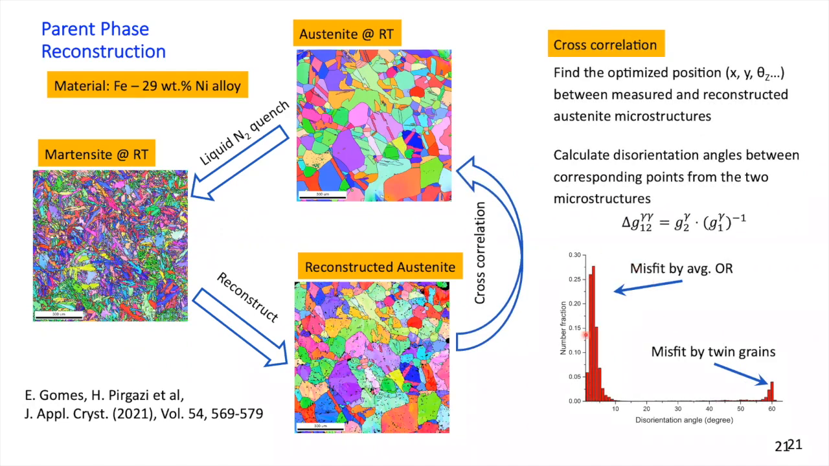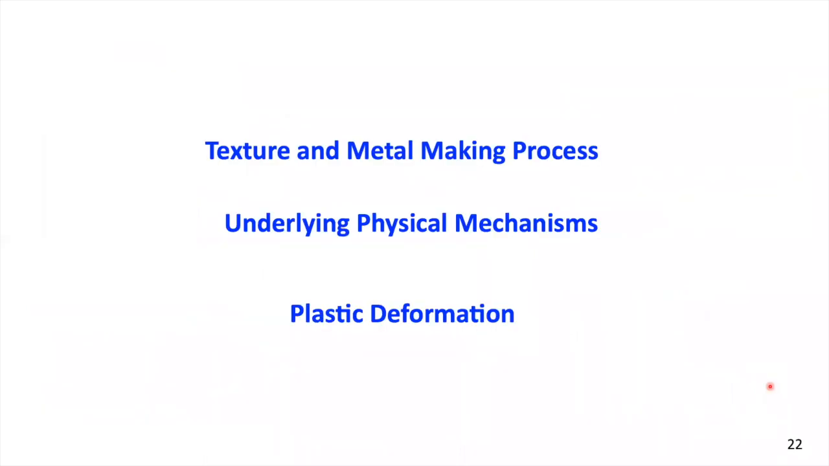This is the misfit between model and measured crystal orientations, and in general it's quite satisfactory, but of course here at around 60 degrees we have a misfit peak because we do not properly reproduce the twins in the parent structure. Okay, I've talked about phase transformation.